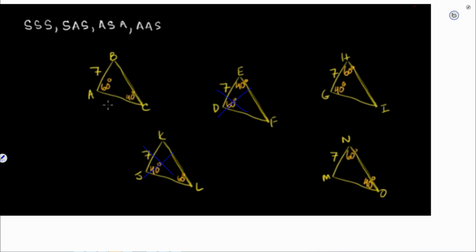So these two might be the same, right? These two might be the same, but they're not the same as that one. How about this one? It's been flipped around a little bit, but it's got the 40, and then the 60, and then the 7. And so that is angle, angle, side. We can say that they're congruent.